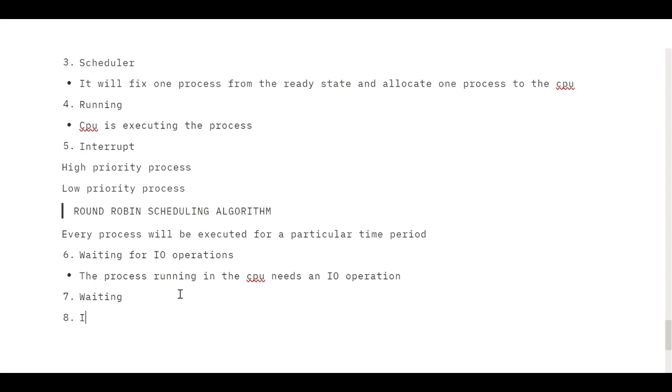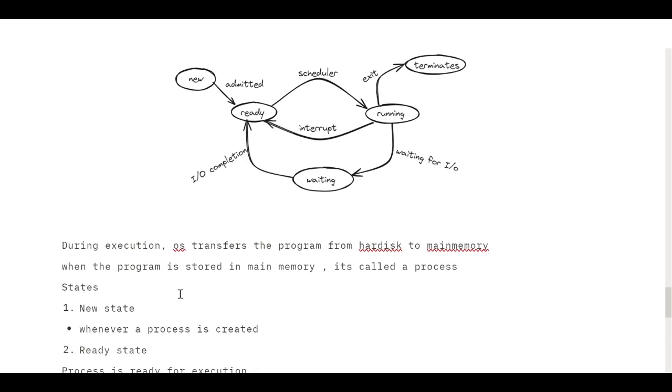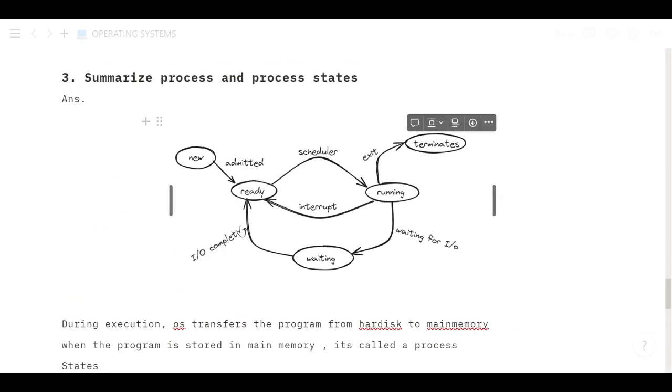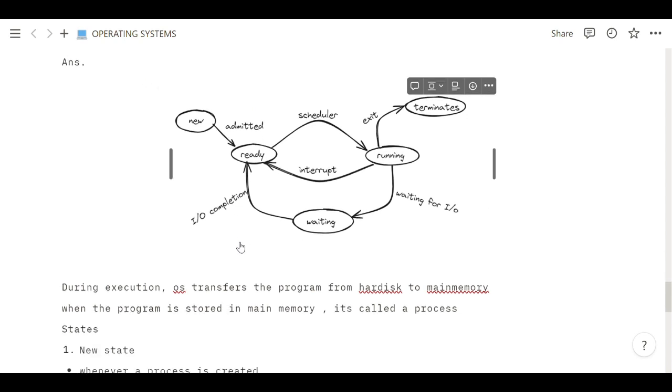The next one is the IO completion. This is our next state. I'll tell you what it is. When the input output operation of the process is completed, that process should move to the ready state. After the completion, this process will move to the ready state. Simple. You can just understand the diagram and write the definition, everything, on your own.